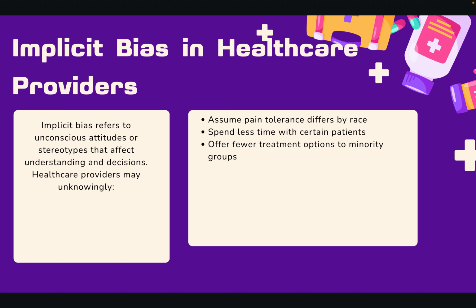Implicit bias in healthcare providers. Implicit bias refers to unconscious attitudes or stereotypes that affect understanding and decisions. Healthcare providers may unknowingly assume pain tolerance differs by race, spend less time with certain patients, or offer fewer treatment options to minority groups.